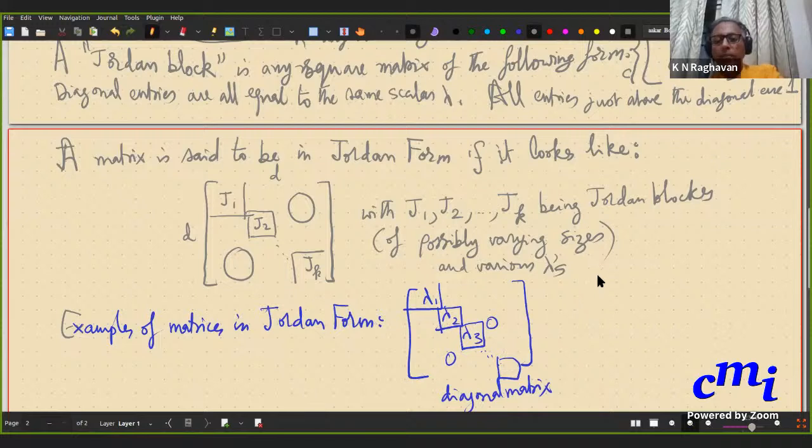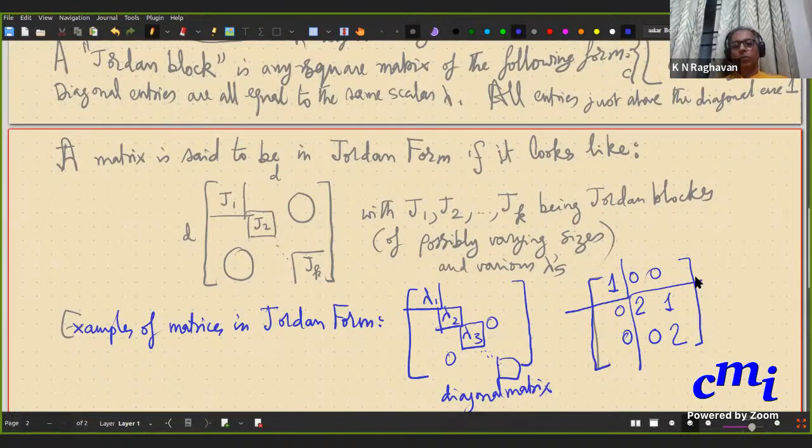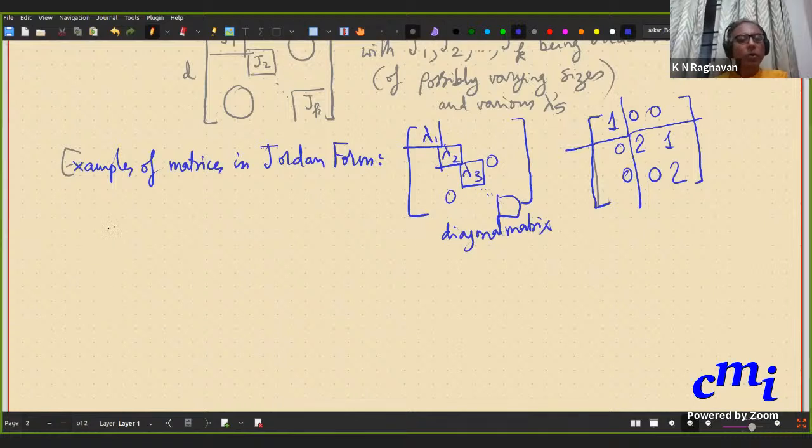Okay, let's do another example. So here, for example, if I have a matrix like this, this is in Jordan form because this is one Jordan block and this is the other Jordan block. Okay, let's do one more example, maybe, or a few more.